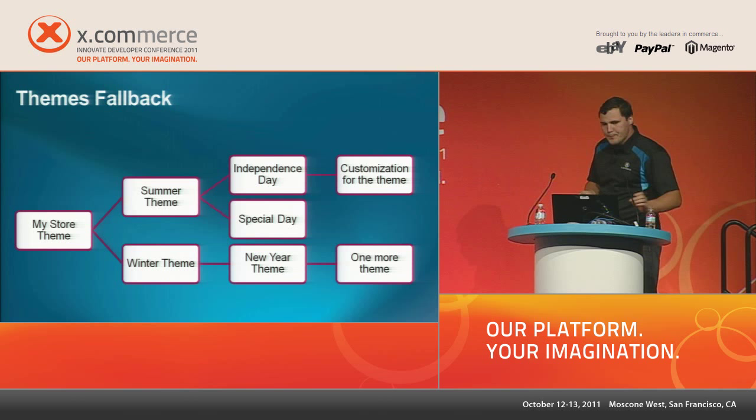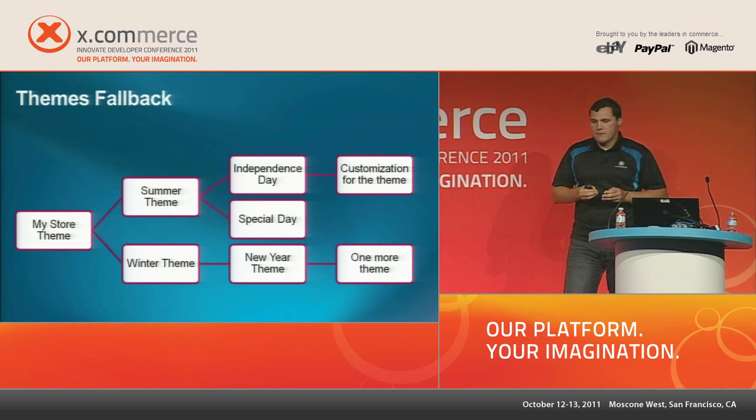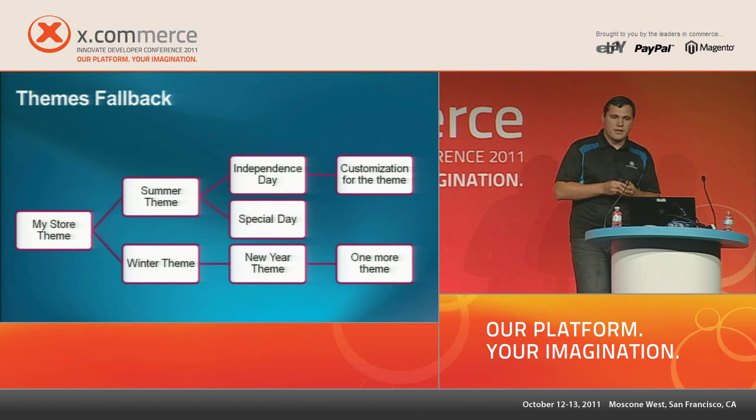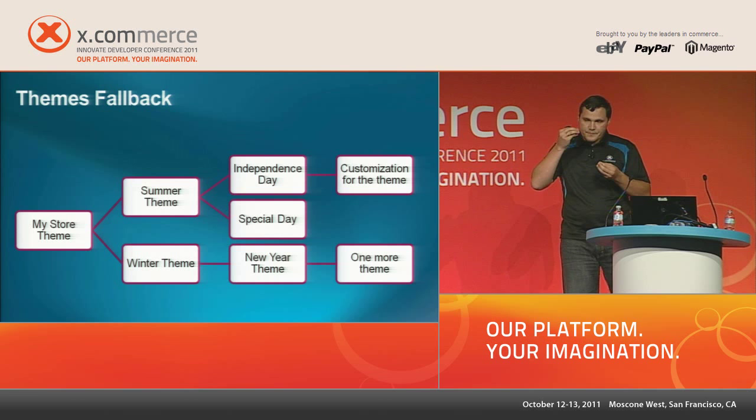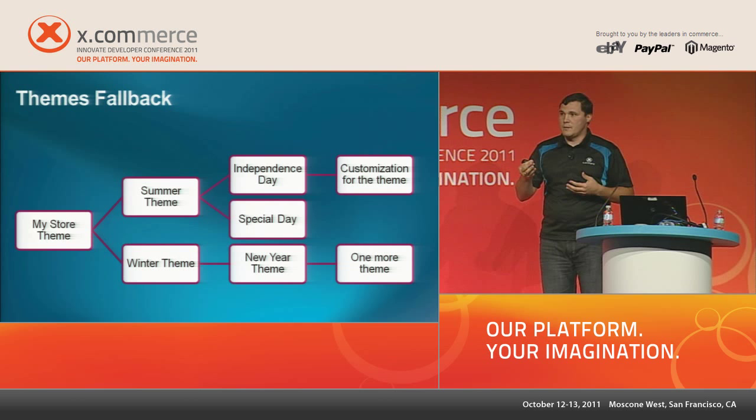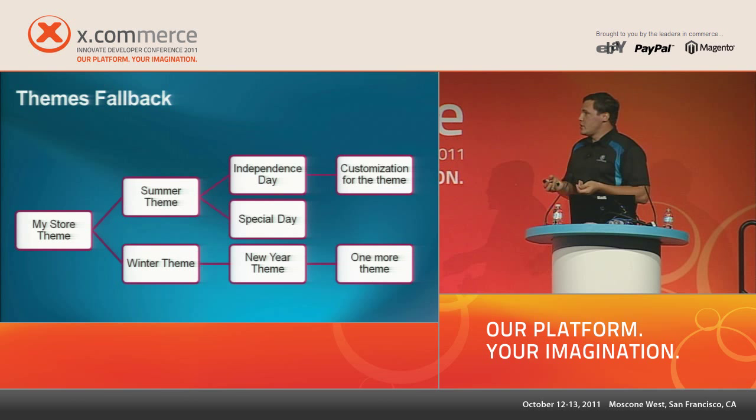Themes fallback. Currently, Magento limits theme developers with a design interface fallback limitation. Right now, you can have just three levels of fallback for Magento themes. You can fall back from your custom theme to the default theme of a particular design interface, and then from the default theme into the base theme. And we want to eliminate this limitation, because theme developers usually are very creative.